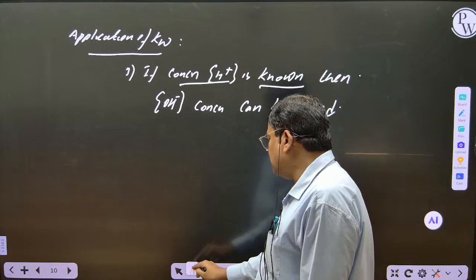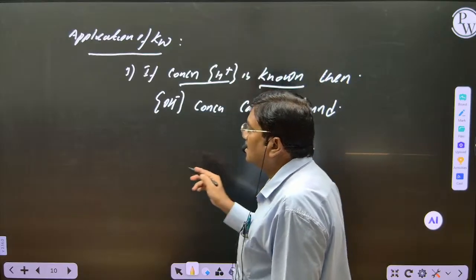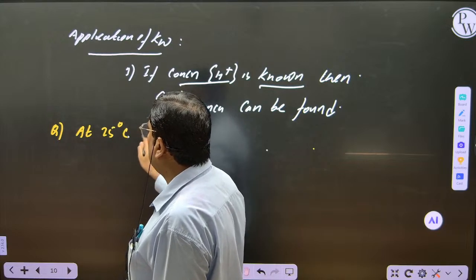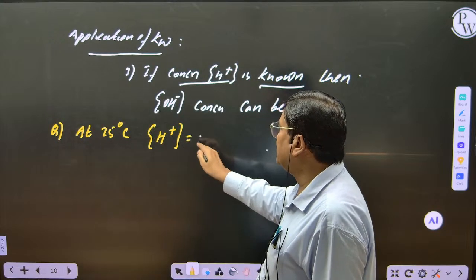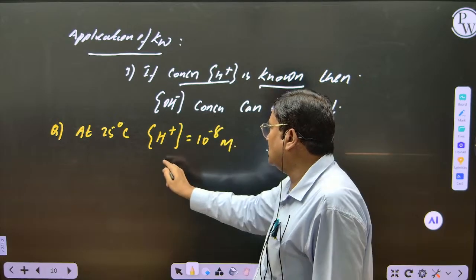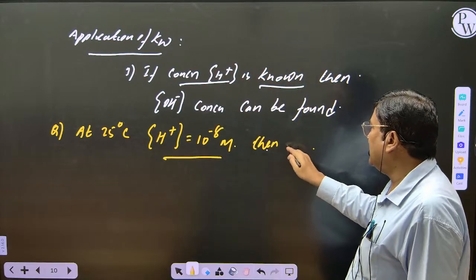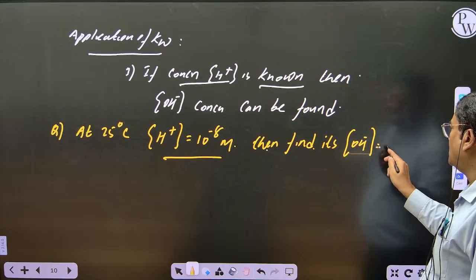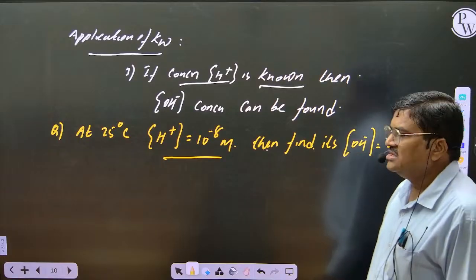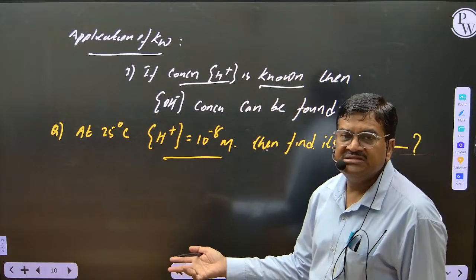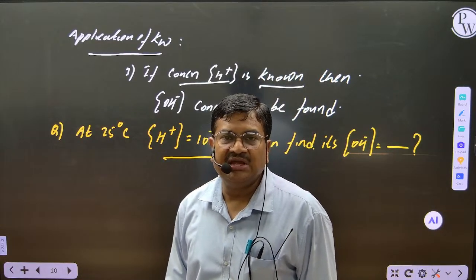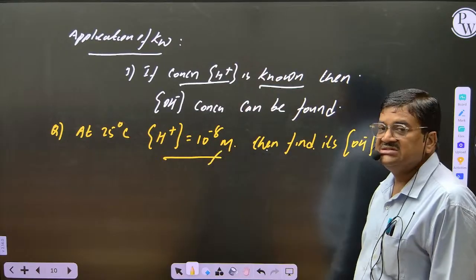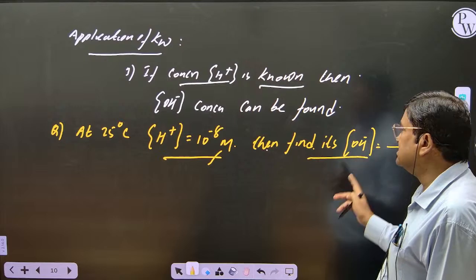See how, for example, write one question. At 25 degrees centigrade, the H plus ion concentration is 10 power minus 8 molar, then find its OH minus ion concentration. Now, question understood? 25 degrees means indirectly saying the Kw value is 10 power minus 14. Since it is 25 degrees centigrade, H plus ion concentration is given as 10 power minus 8. What will be its OH minus ion concentration is asked.